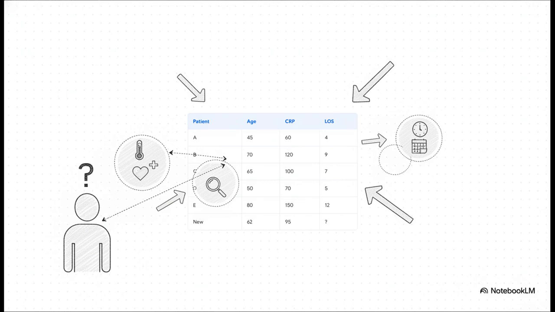So here is our raw data. We've got 5 past patients. We know their age, their CRP level, which is just a common inflammation marker in the blood, and their exact length of stay in days. Suddenly, a new patient walks through the hospital doors. They're 62 years old with a CRP of 95. Remember, you're the algorithm. Your job is to figure out which of those past patients is mathematically closest to our new 62-year-old. Let's set our K-value to 3.